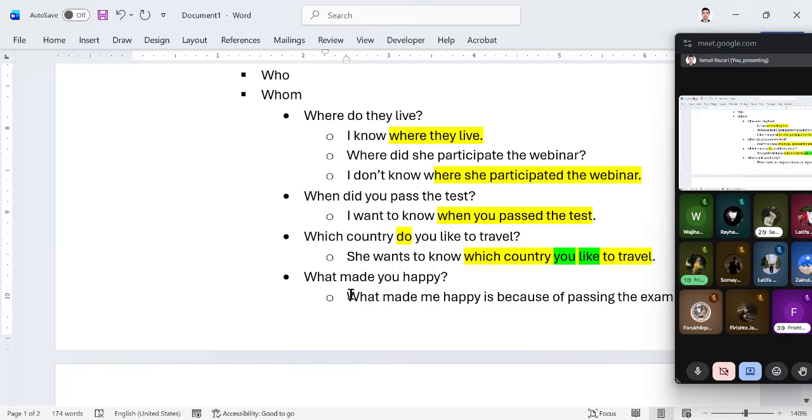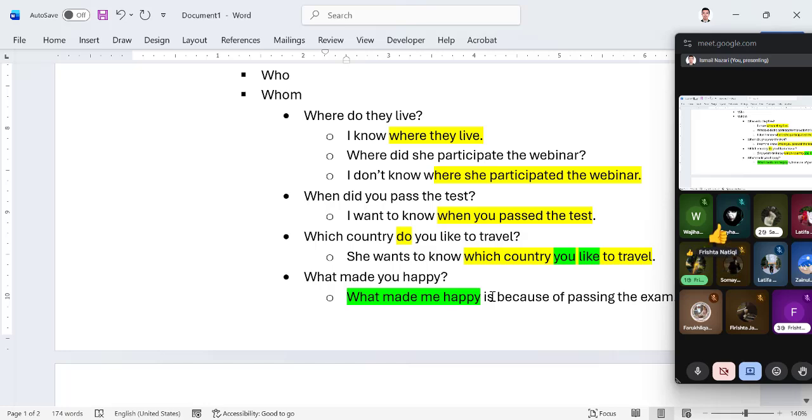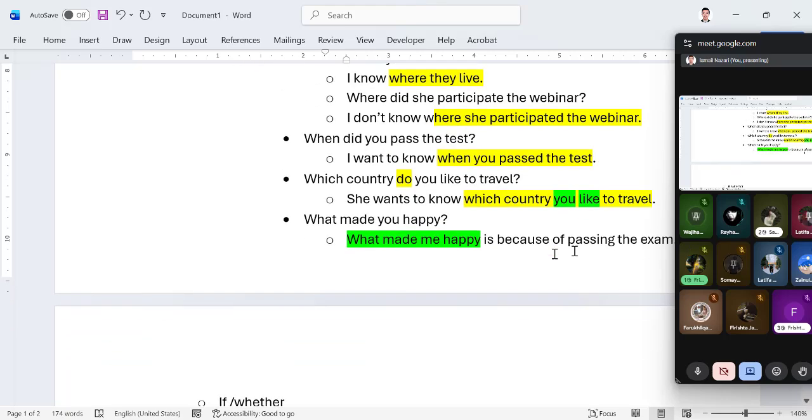Here the noun clause is used as the subject of our independent clause. So what made me happy is because of passing the exam. So it is our clause. Okay.